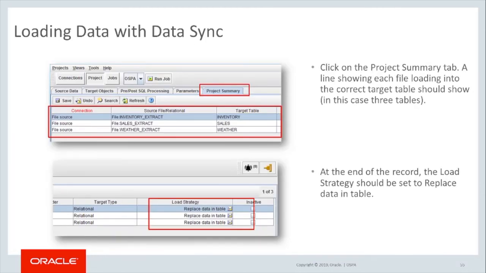Click on the Project Summary tab. A line showing each file loading into the correct target table should show. In this case, 3 tables. At the end of the record, the load strategy should be set to Replace Data in Table.